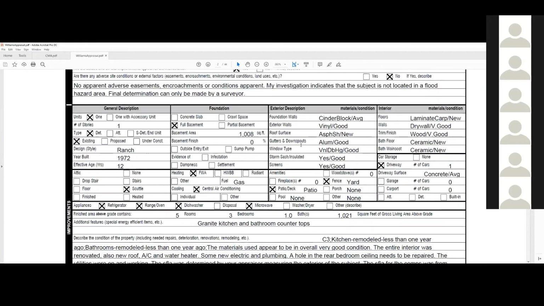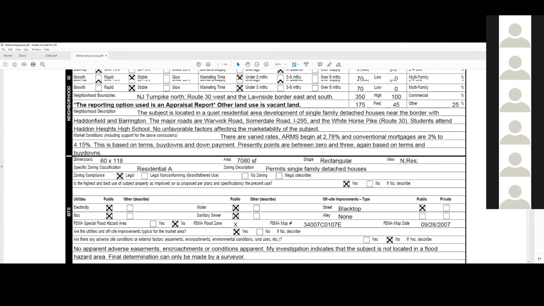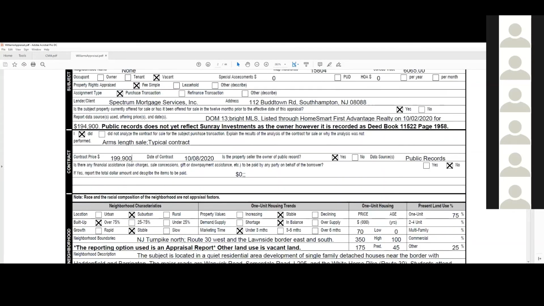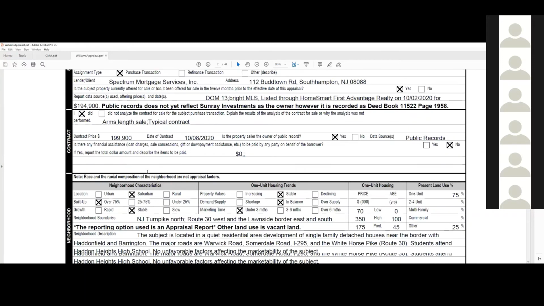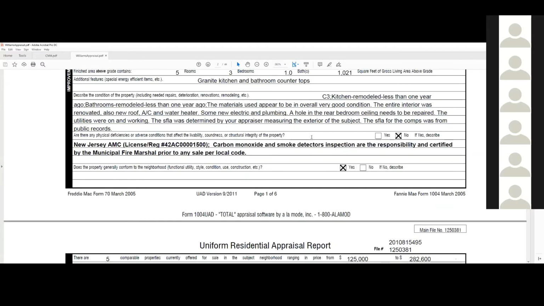So what kind of mortgage were they getting? I believe FHA, right? Based on what it said there. Let me check it. So yes, this is an FHA loan. That's why they put that. If it was conventional, they would really not put stuff like that. The square footage was determined by your appraiser measuring the exterior of the subject. So they measure the exterior walls of the property to get the square footage of that home. They do not include the garage in the square footage, so just keep that in mind.